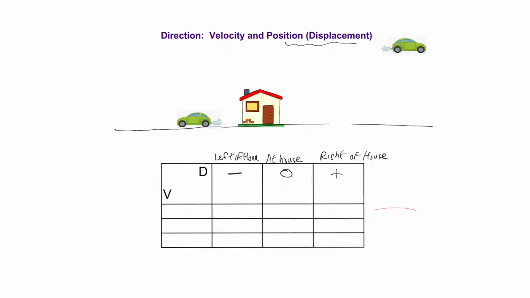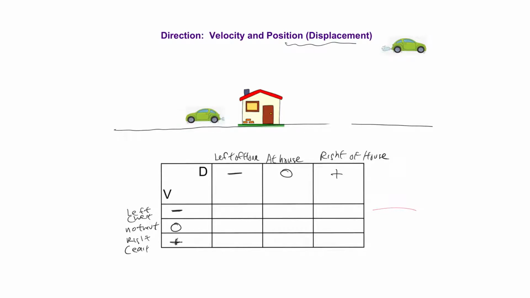So let's recap this. Let's look at the negative. When velocity is negative, that means the car is moving towards the left or west. If the velocity is 0, that means the car is stopped or not moving, so no movement. And when the car has a positive velocity, that means the car is moving to the right or heading east.